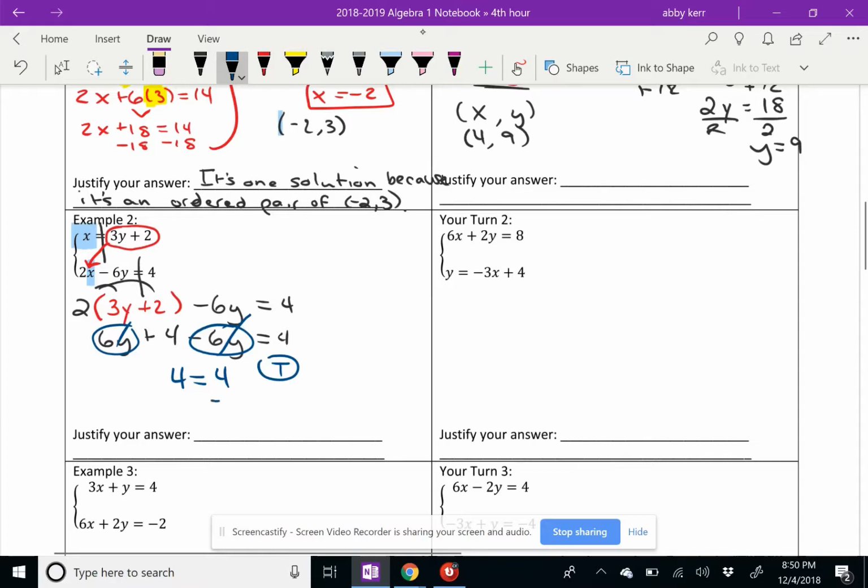So it's infinitely many solutions because I got a true statement.